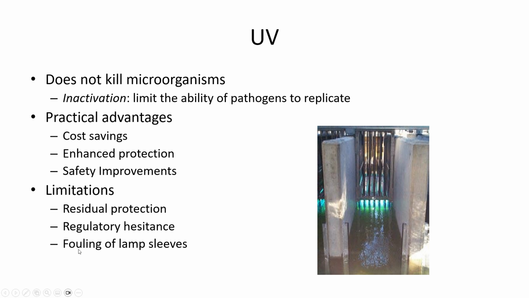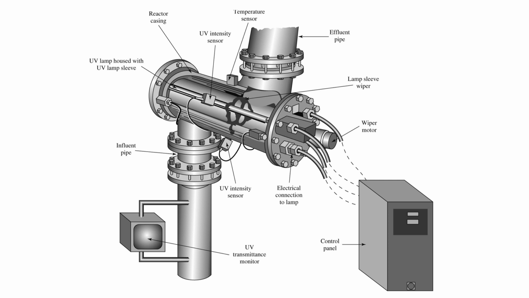And then another issue, well, I'll show you a picture, is that these lamp sleeves can get fouled, meaning that when you dip the water around the lamps that the UV is generated from, sometimes organic or inorganic precipitates, like calcium carbonate and magnesium, can form on the outside of the quartz lamp sleeves that encase these lamps. And if there is a mineral coating on the outside of the sleeve, then the light can't get through any longer. So this is what those reactors look like.